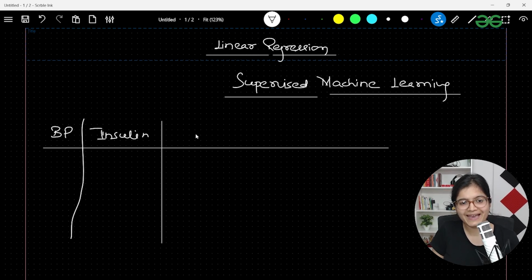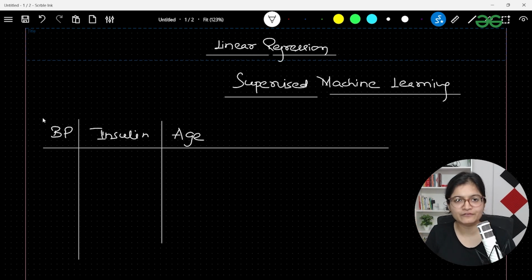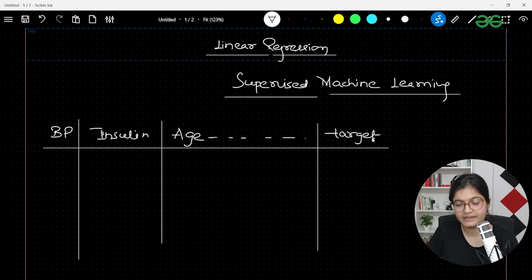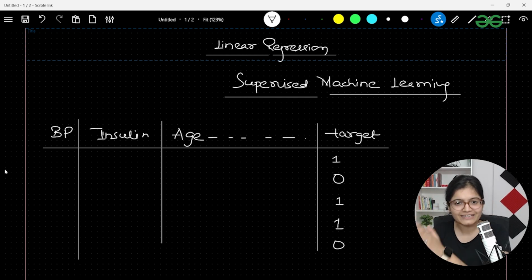Maybe the second feature is, let's say, how much is the age of that person. So let's assume that you have multiple features, but at the end of every feature, for every row, you will have a target column. That is important to understand. So the target column indicates that for every record, the value is either 1 or 0. So for every record there is a mapping with either 1 or 0, and because this is available, that will be a part of a supervised machine learning algorithm.